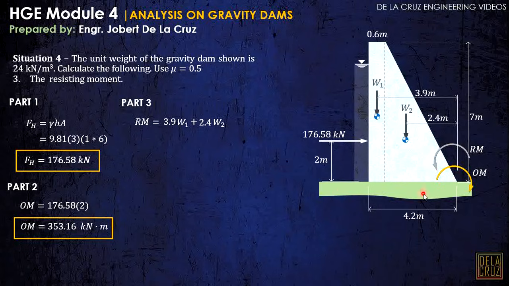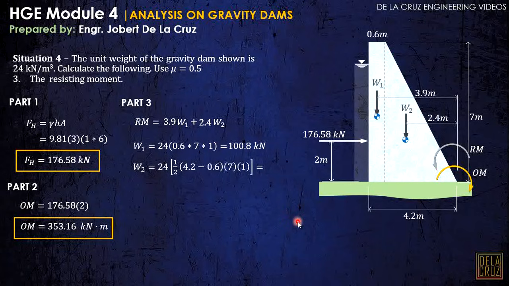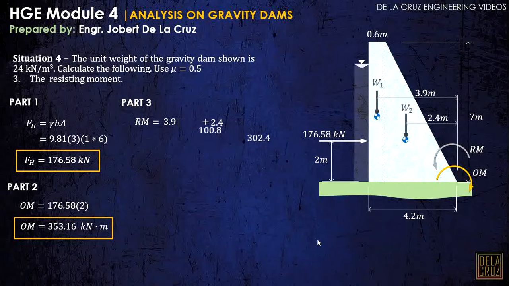Now, calculate W1 and W2. Generally, our RM or righting moment is W1 times 3.9 plus W2 times 2.4. Take note, W1 is gamma of the concrete times the volume. So, gamma is 24 kilonewtons per cubic meter times the volume here, 0.6 times 7 times 1 perpendicular distance. And that is the value. For W2, the same approach, gamma times volume. That is the answer. Then we will just substitute this here. Okay, clear? And we have the righting moment.